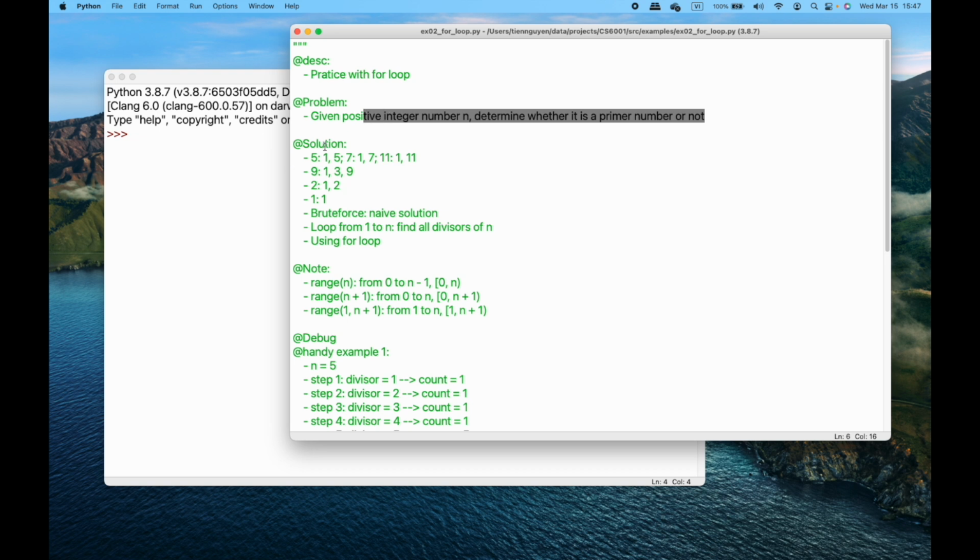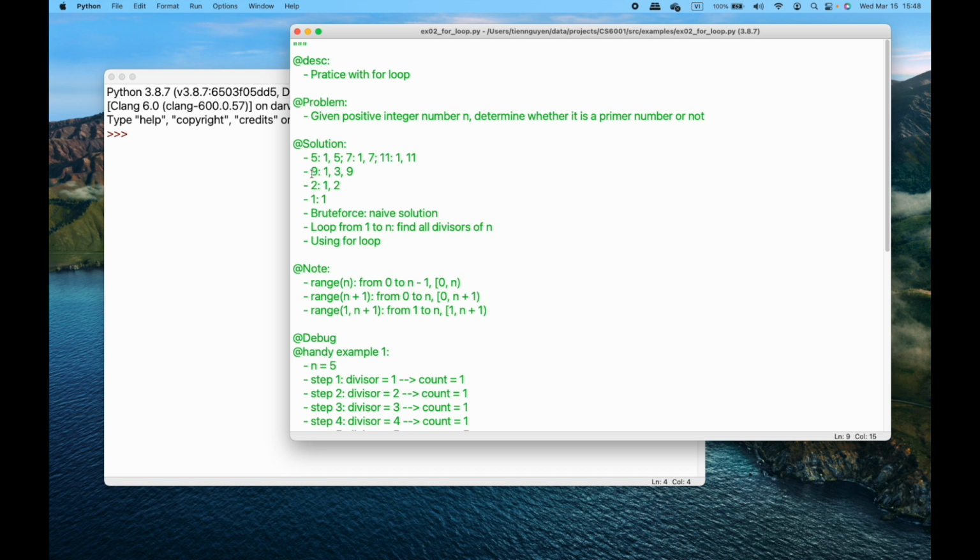Okay, so let's look at some examples. For example, we have the number 5 here. The number 5 has only two divisors. The first one is number 1 and the second one is number 5 itself. So we can say that this is a prime number. Or for example, we have the number 7 here. It's similar. The numbers 1 and 7 are the divisors of 7, or similarly the number 11.